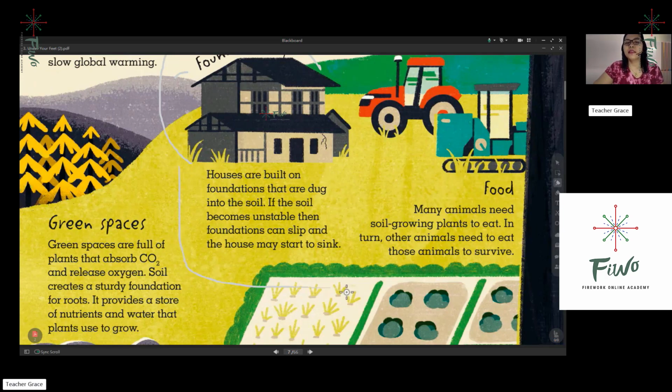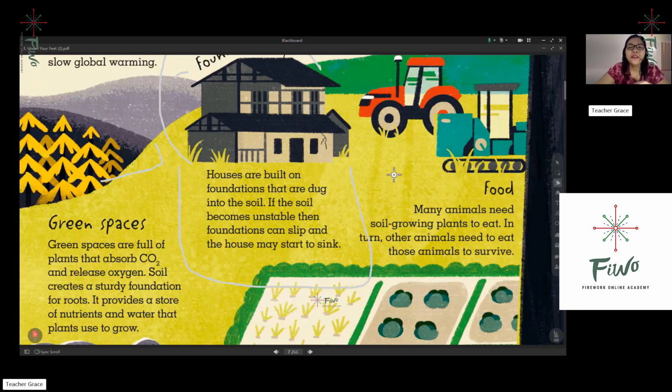Yeah, so here, kindly read this, Lee. Houses are built on foundations that are dug into the soil. If the soil becomes unstable, then foundations can slip and the house may start to sink. Yes, okay. So that is why if you're going to look for a place where you want to build your house, you need to see to it that you are not going to build your house on the tip of the cliff, right? Because anytime that cliff will, what? Will slide or will slip, okay?